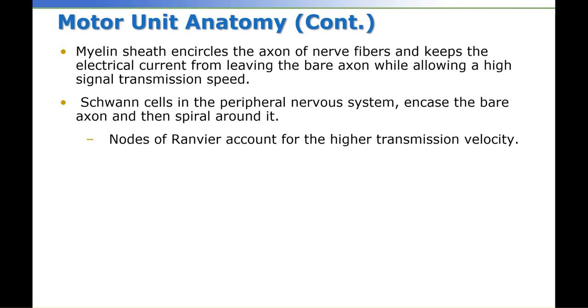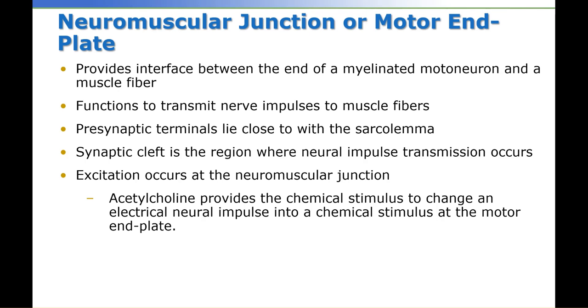And that's what we showed the picture of, that myelin sheath. Schwann cells in the peripheral nervous system encase the bare axon and spiral around it. Nodes of Ranvier account for higher transmission velocity. By the way, MS, multiple sclerosis, involves destruction of the myelin sheath, which interferes with vision, sensation, and body movements, and it creates a peripheral neuropathy, which adversely affects neural pathways to the brain, spinal cord, and optic nerves, which is what MS does. That's the disease that causes those neurological functioning problems.